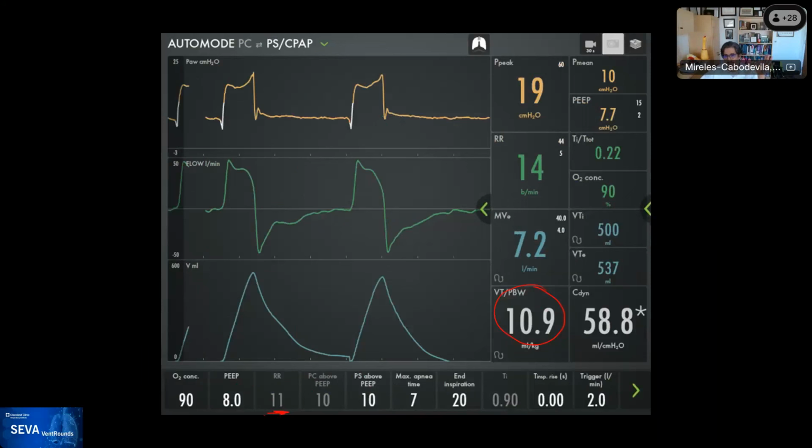So the next thing that we did, and she was fully sedated at that time, was that paralysis was provided, which made the patient's PMOS go down and calm down.